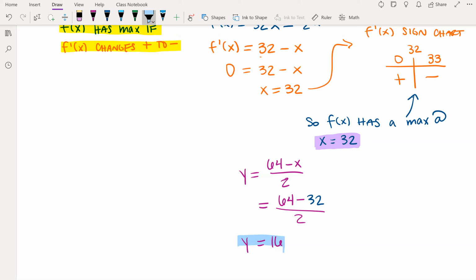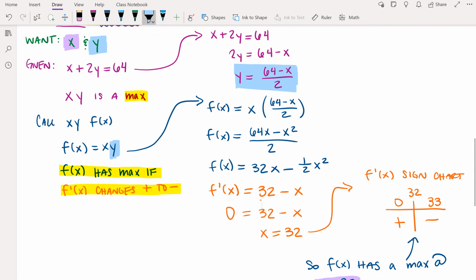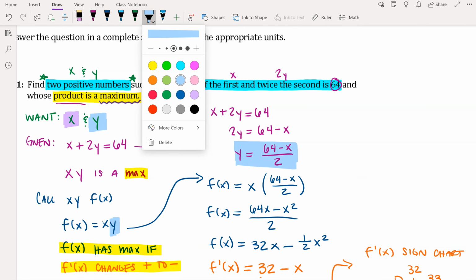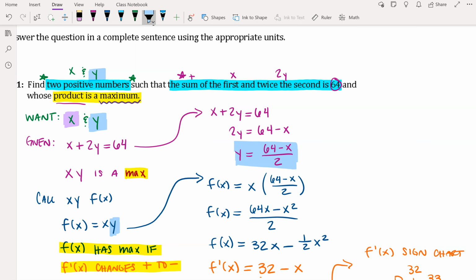y equals 16. All right, so what did we just find? Let's go back and read the question to figure out what we were even doing. We found x and y. We found two positive numbers such that the sum of x and 2y equals 64, and the product is a maximum. That's what we just found.